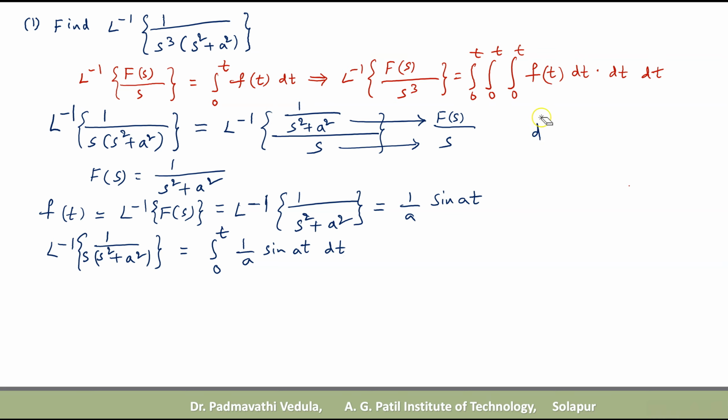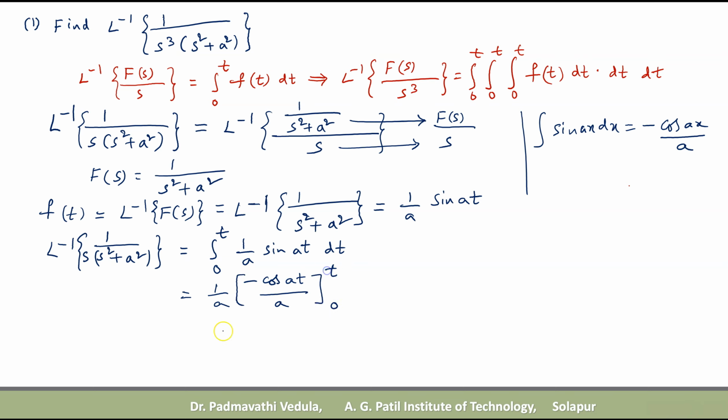Now integral sin x dx equal to minus cos x. Apply this formula here. So here we get 1 by a, but here at is there. If you consider ax in the place of x, here you get minus cos ax upon a. So here we get minus cos at upon a under the limits 0 to t. That means 1 by a.